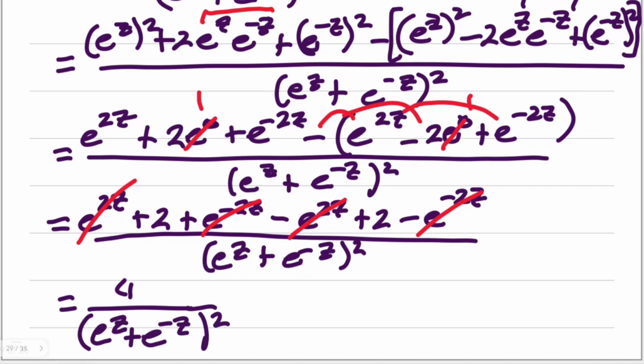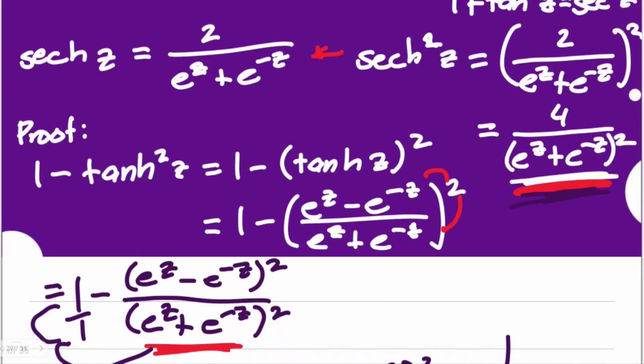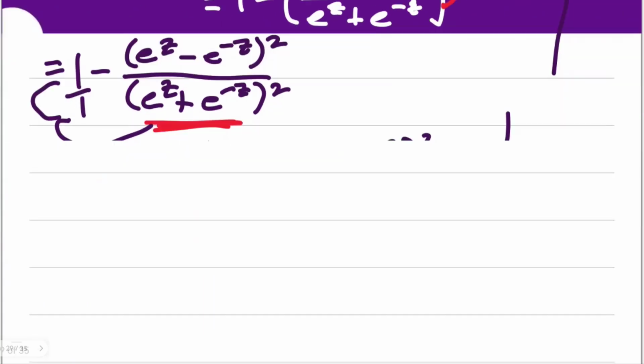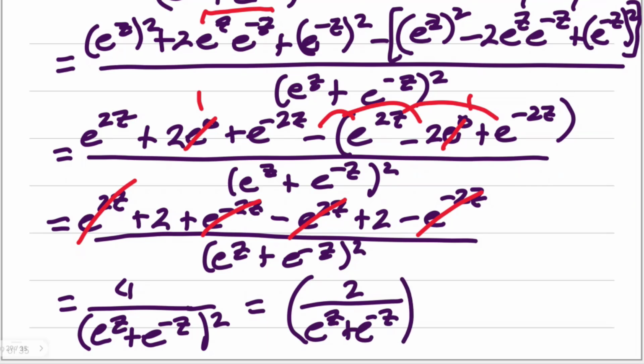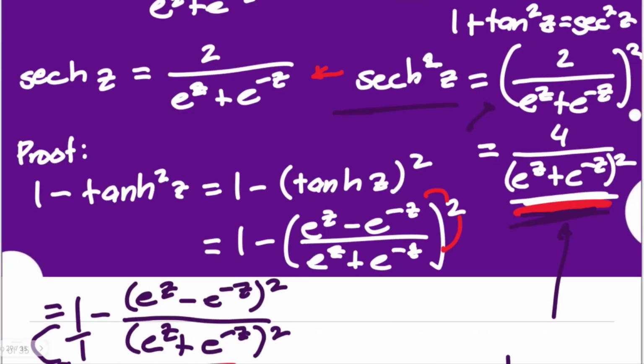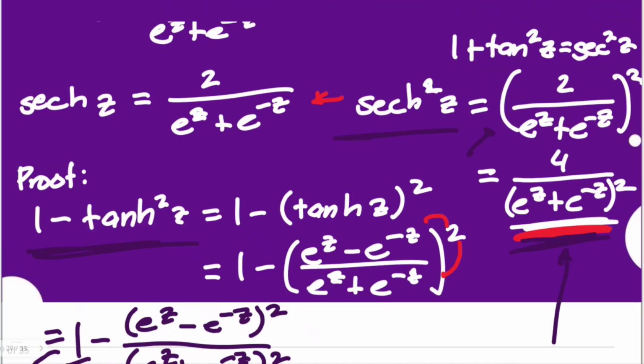Now, when you look into this form, it's actually already our goal, which could be written in this form, and that's actually the square of the hyperbolic function of secant z. So, you can write it in this manner, right? 2 over e to the power of z plus e to the power of negative z, you're going to square that, would be equivalent to the square of the hyperbolic function of secant z. And this time, we have shown that this is true when we started with the difference of 1 and the square of the hyperbolic function of tangent z, the goal for this video.